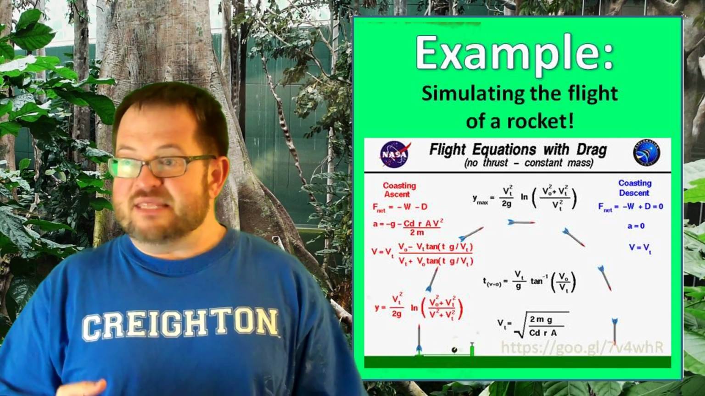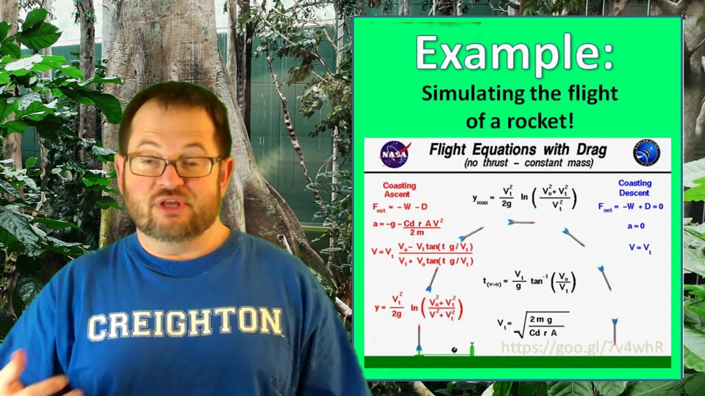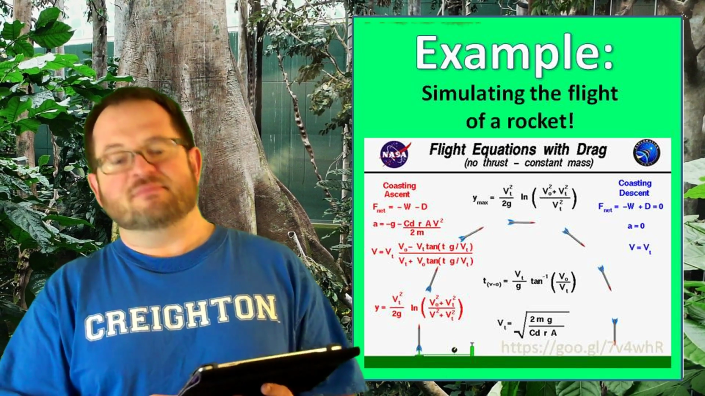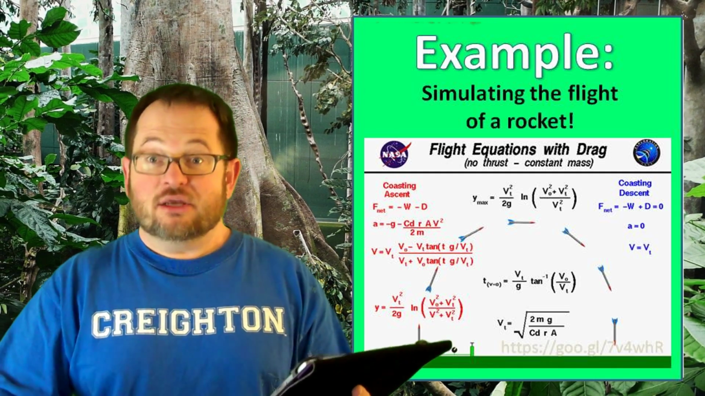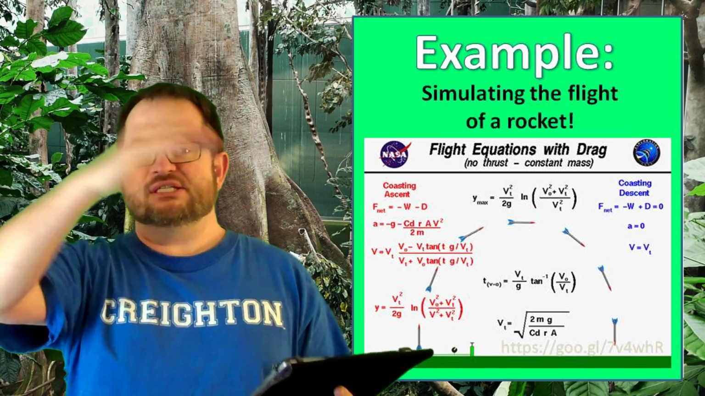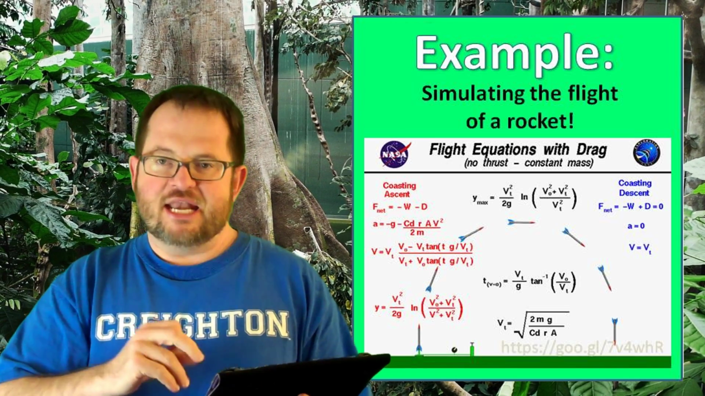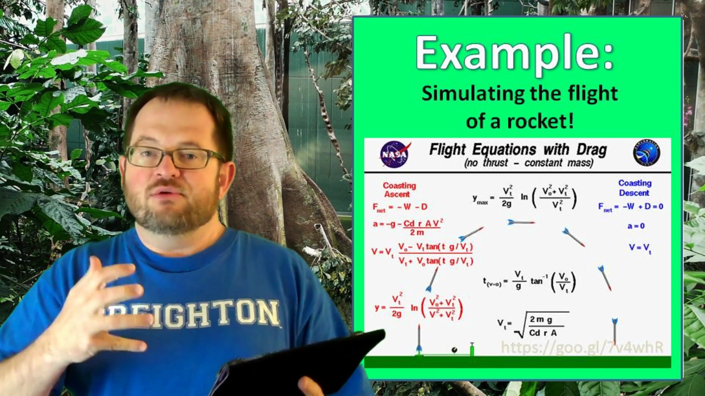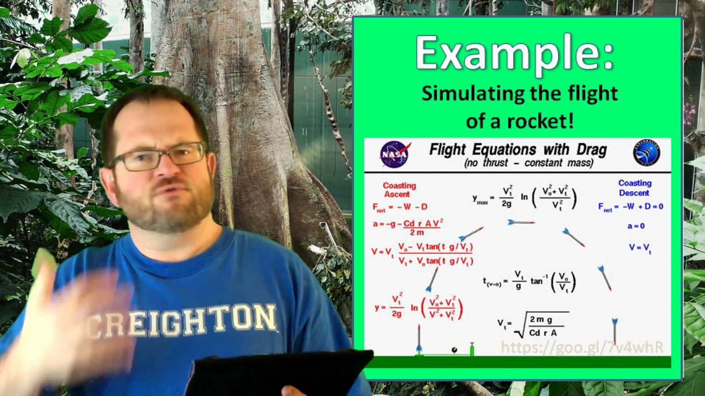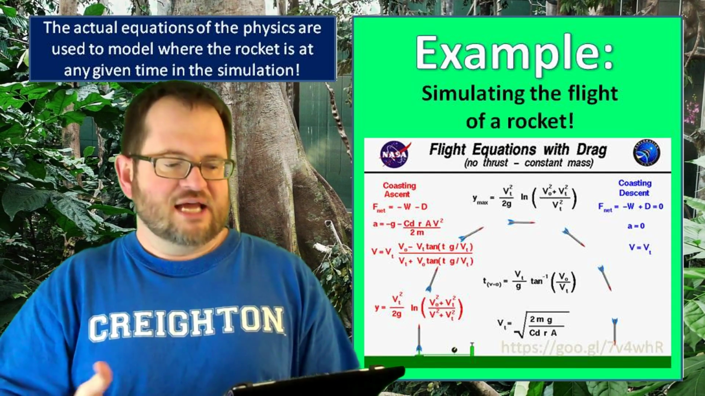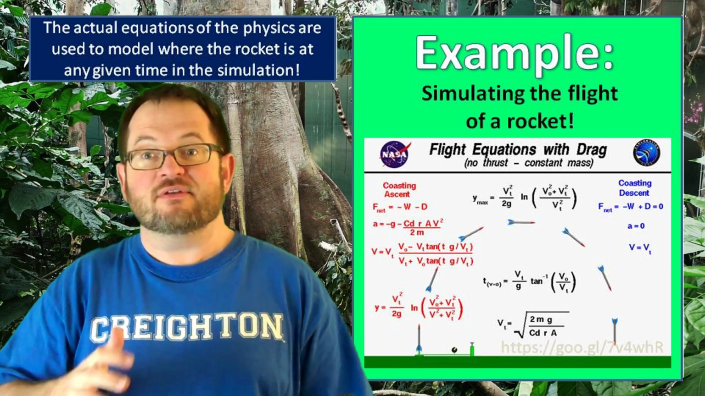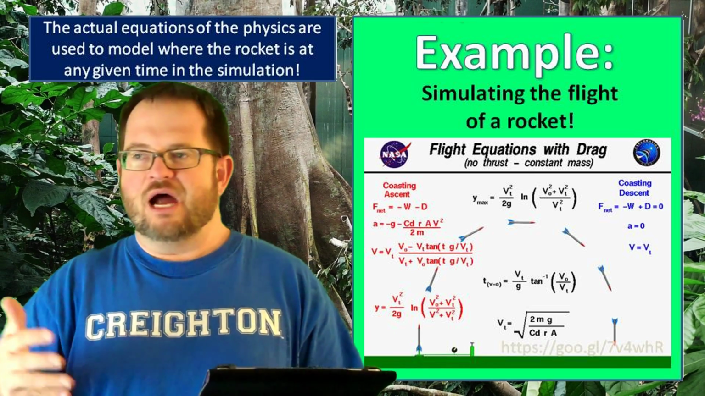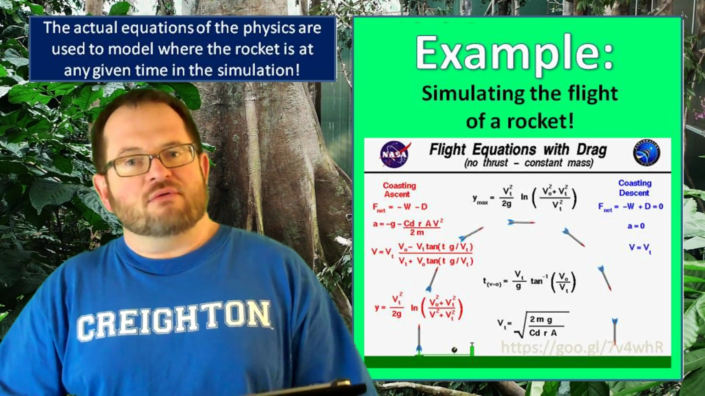For example, NASA might want to have a numerical model that simulates the flight of a rocket. I actually swiped this slide from a NASA website, and they had equations describing the physics of the ballistic trajectory of the rocket. As the rocket goes through its path, there are different forces at work, and at any given time we can figure out the position, the speed, and the forces working on the rocket. As long as we know the actual equations of the physics to determine everything that's acting on the rocket at that given time, we can simulate where the rocket is and what forces are acting on it.